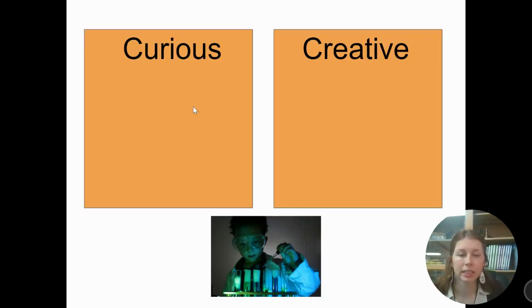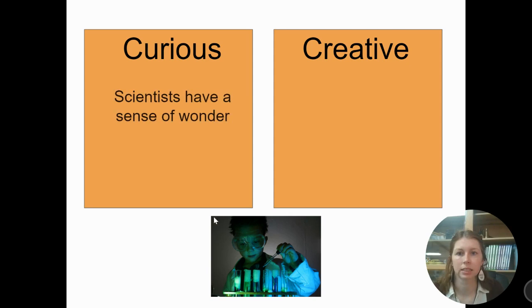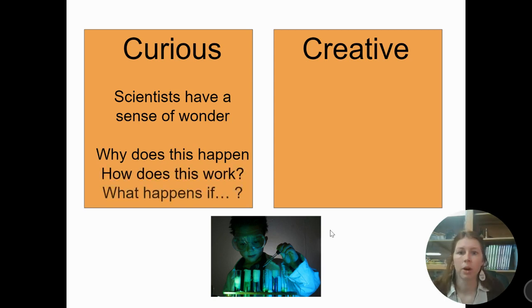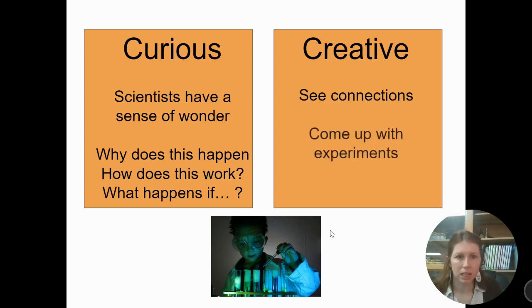Scientists should also be curious and creative. So what does this mean for scientists? For curiosity, scientists should have a sense of wonder. They should ask, why does this happen? Or how does this work? What happens if we do this? What happens if we do that? What happens if the lights are off with the plant? So scientists should ask a lot of questions and be curious about what happens under different circumstances. Scientists should also be creative. They should see the connections between different things, come up with experiments, and try new things. And so these are some ways that being creative can help a scientist.